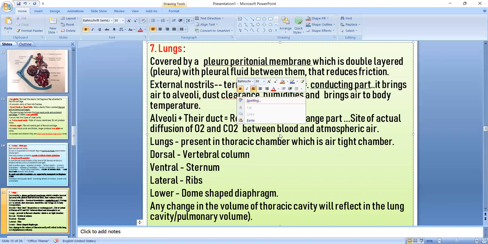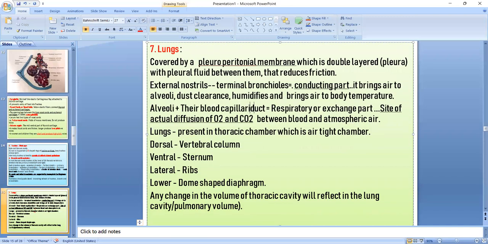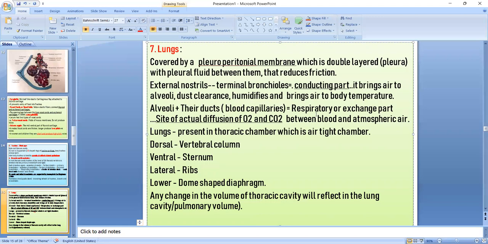Okay, so then alveoli plus the respiratory duct, that part is the respiratory or exchange part, the site of actual diffusion of O2 and CO2. Capillaries also. So alveolar ducts and alveoli are part of the respiratory exchange part, where the actual exchange of O2 and CO2 takes place between blood and atmospheric air.